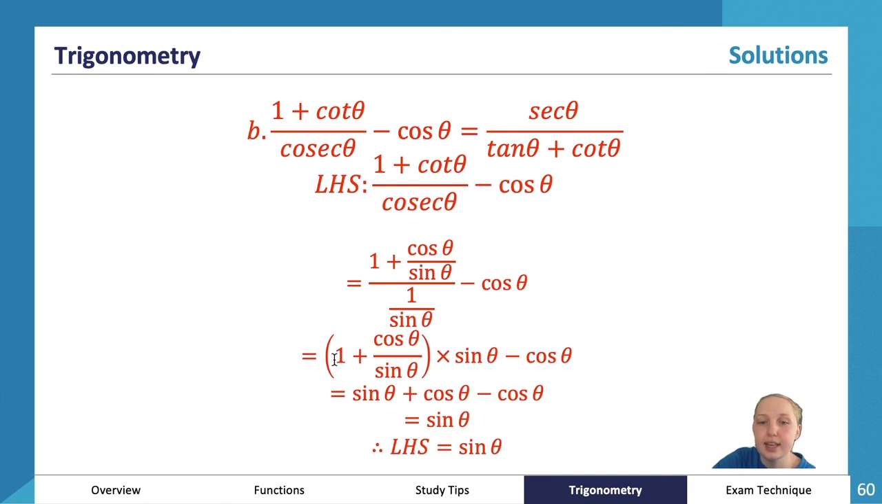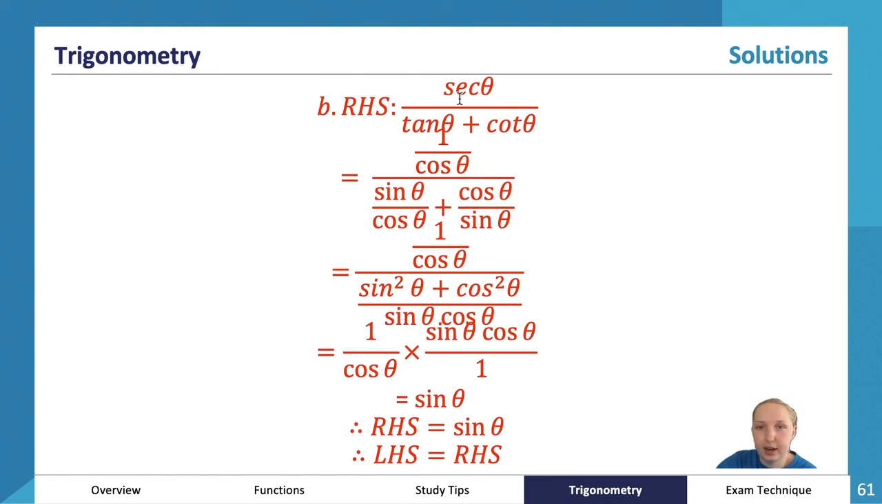Then once we expand all of that, we'll get (1 plus cos theta over sine theta) over (1 over sine theta minus cos theta). Multiply these brackets by the sine theta, and we'll end up with sine theta plus cos theta minus cos theta equals sine theta. Okay, so the left-hand side is equal to sine theta.